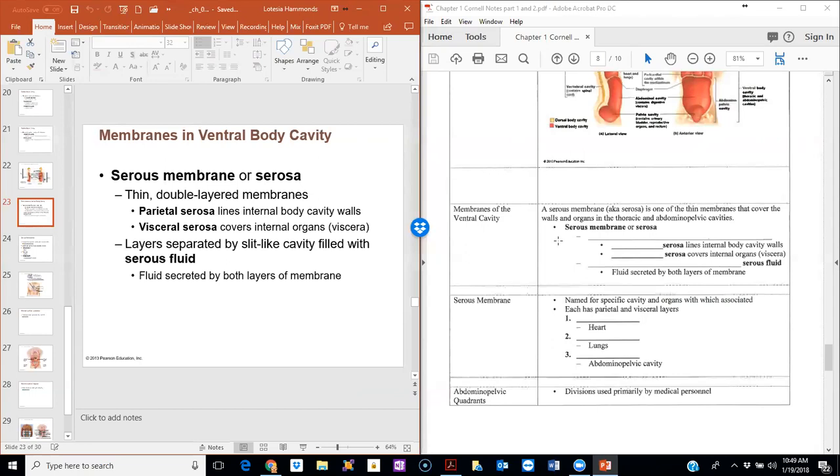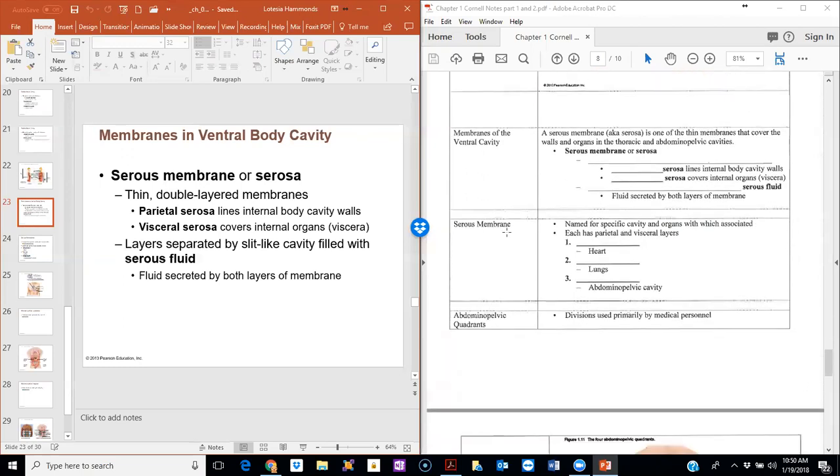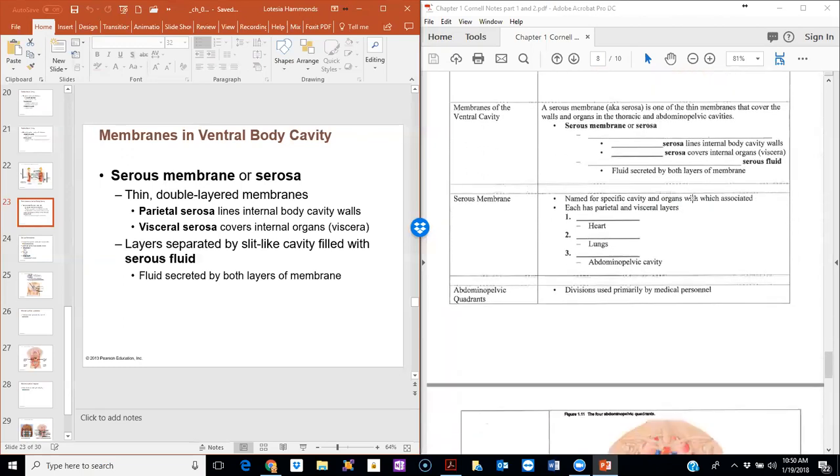The layers are separated by a small slit filled with a serous fluid. This fluid is secreted in both layers of the membrane, and it just prevents friction between them rubbing together. Specifically now, the serous membrane, as I stated, is specific to a cavity and organs, with an association to the serous fluid and membrane located within it.